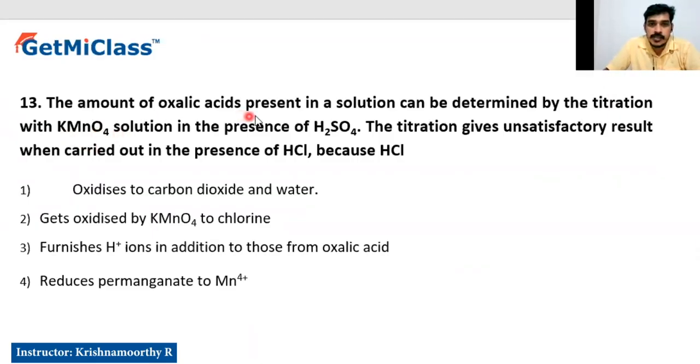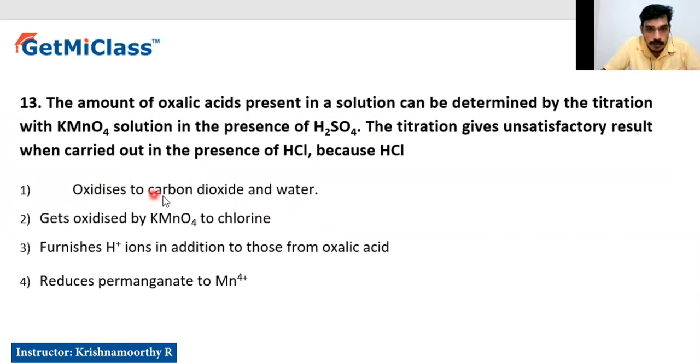The amount of oxalic acid present in a solution can be determined by titration with the KMnO4 solution in the presence of sulfuric acid. See, KMnO4 is usually titrated with sulfuric acid. The titration gives unsatisfactory results when carried out in the presence of hydrochloric acid. What is the reason? Oxalic acid is oxidized to carbon dioxide and water.